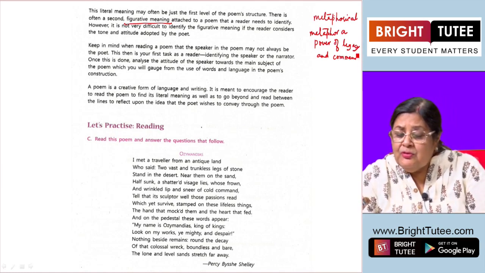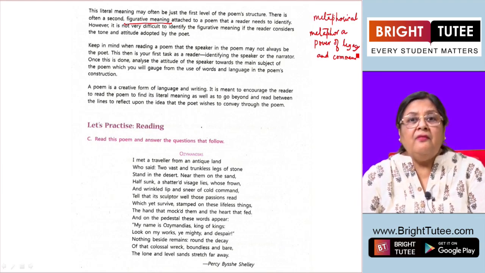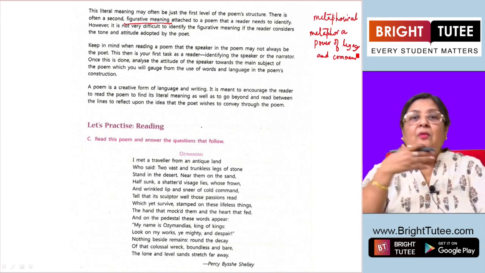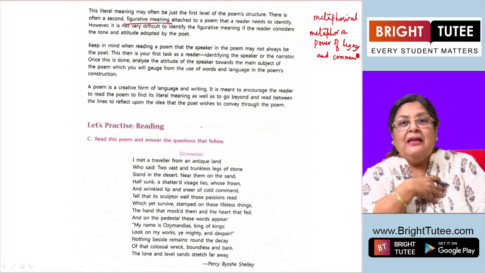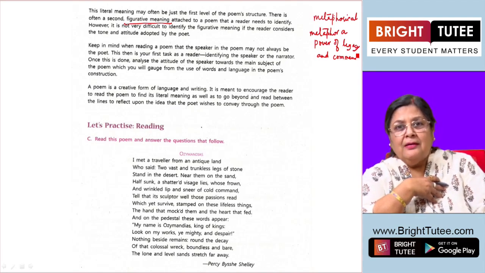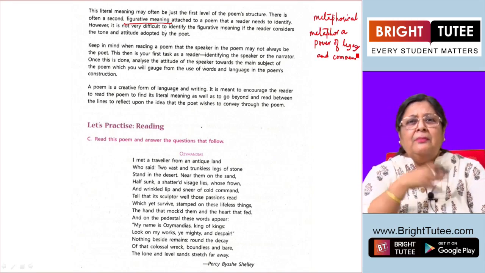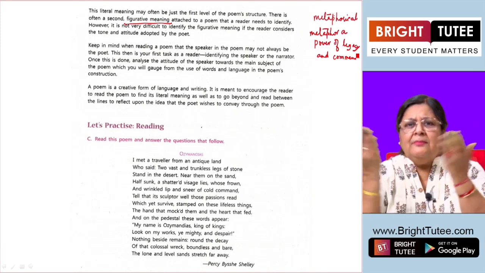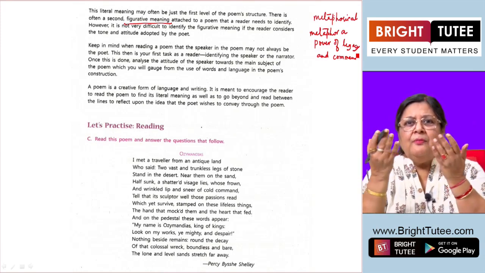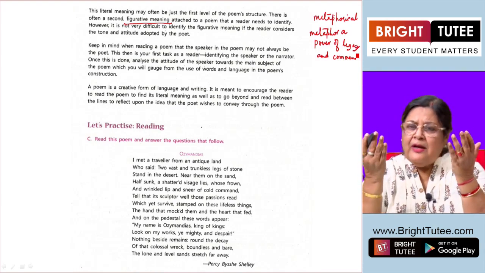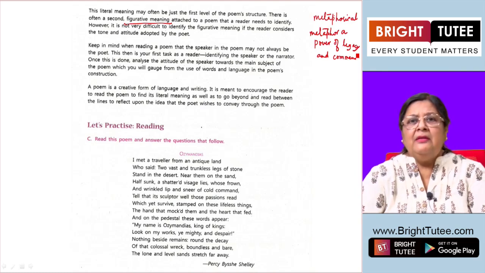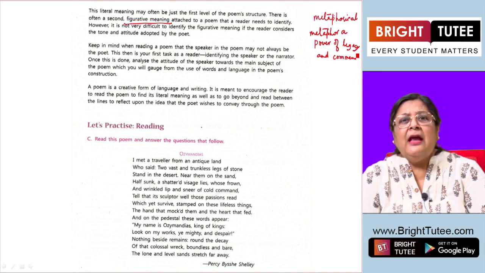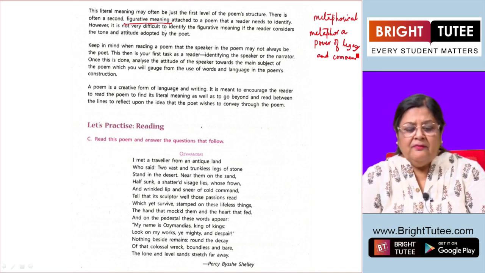Figurative meaning is attached to the poem, and the reader needs to identify it. You have to know the feeling, the prowess, the power of feeling and depicting it, which is what is metaphorical. The metaphor can be a comparison, it can be a similarity. You have to search it out in the poem. When you write a poem, the metaphorical or figurative meaning is attached to the poem, and the reader needs to identify it.